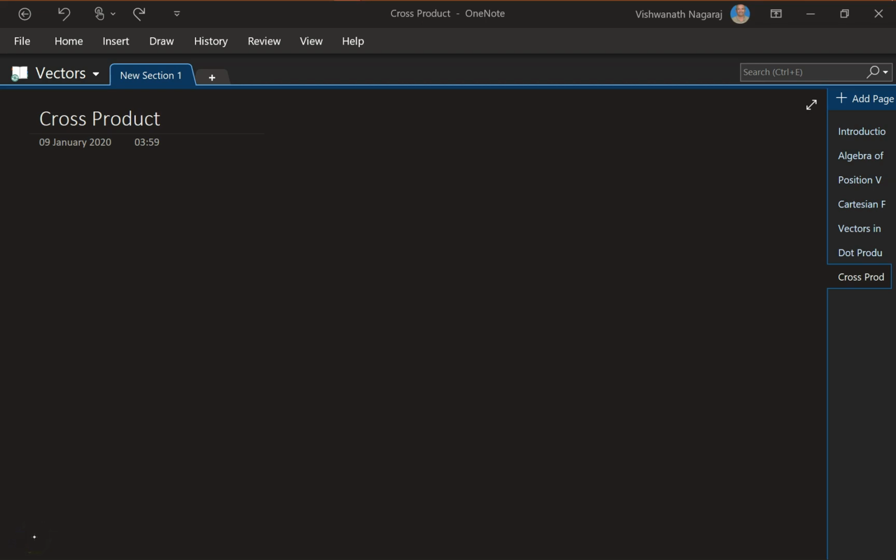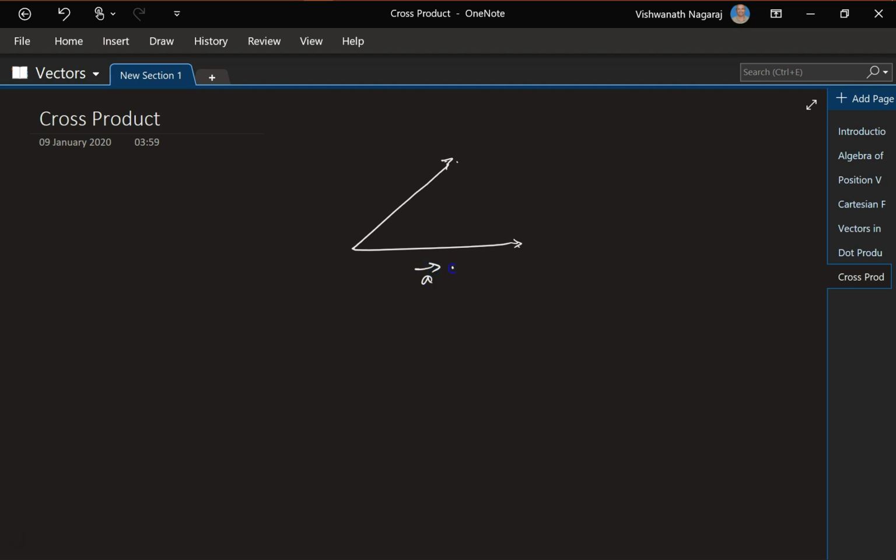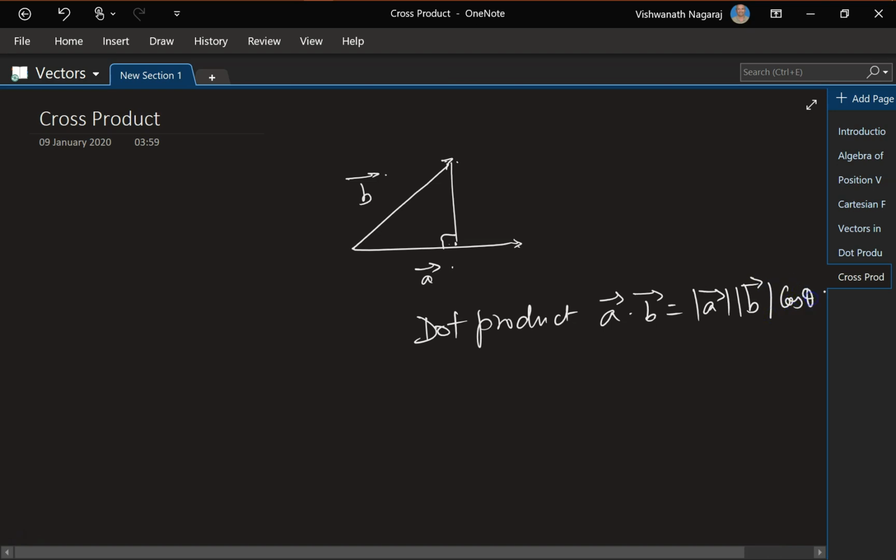We have seen the dot product. Now let's look at the cross product. Let's say we have a vector A, vector B, and as usual we do a projection of B on A. Now in case of dot product, we saw that A dot B is equal to magnitude of A, magnitude of B cos theta.